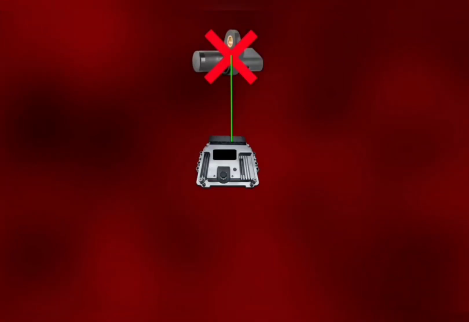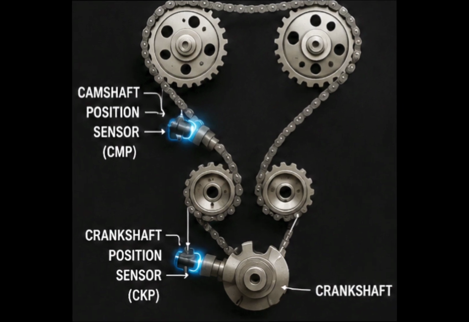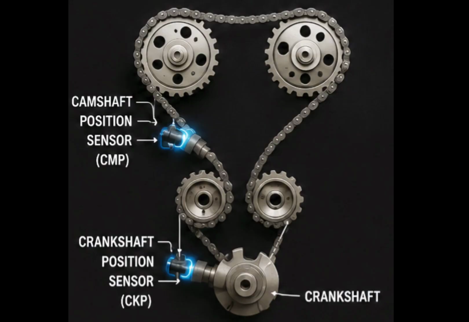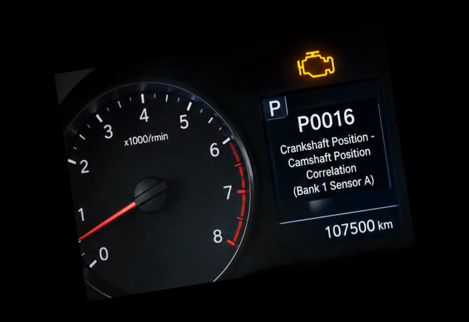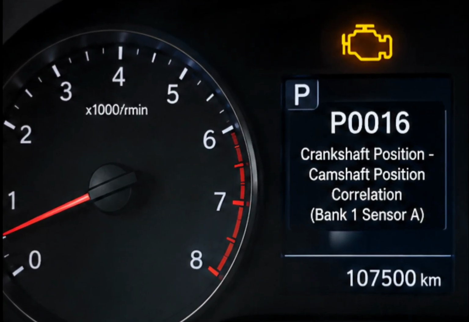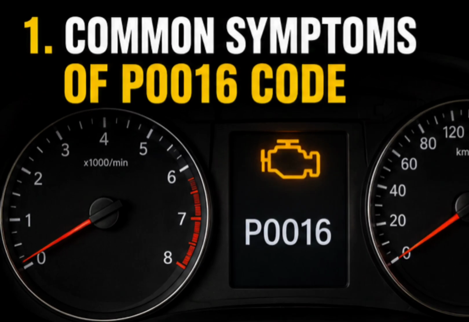The ECU compares signals from the Crankshaft Position Sensor, CKP, and Camshaft Position Sensor, CMP. If the timing relationship is outside the acceptable range, it stores the P0016 trouble code and turns on the check engine light.